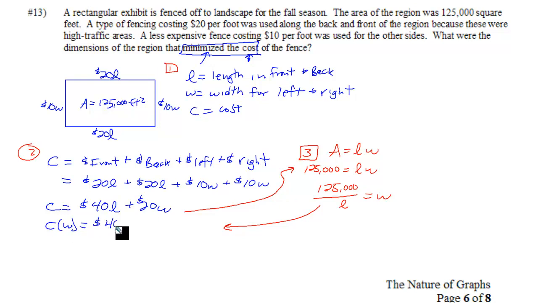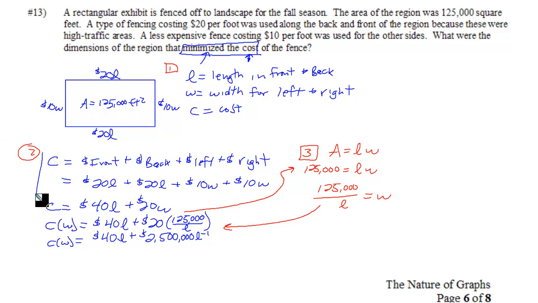So I got 40L plus 20. Instead of a W, I'm going to write 125,000 divided by L. At this point, I realize that I've taken up way too much space. I'm going to have to probably make this smaller at some point. Simplify this before we try to find the derivative. A couple of things I know. First of all, 20 times 125,000 is 2.5 million, divided by L. Instead of dividing by L, I'm going to write times L to the negative 1.